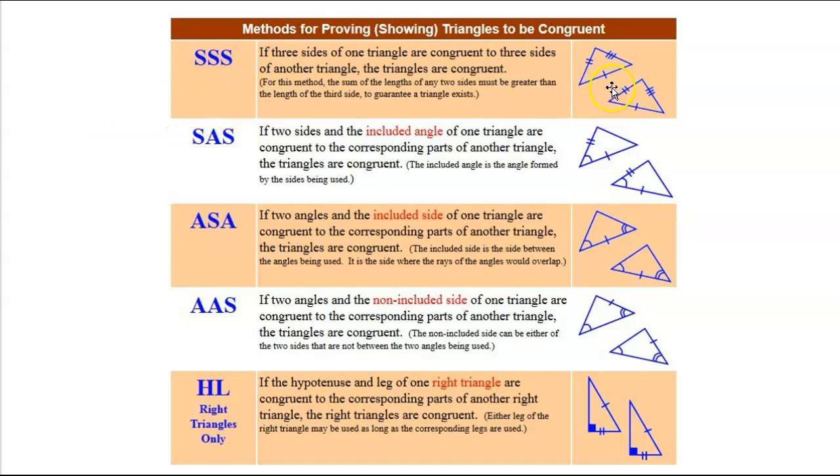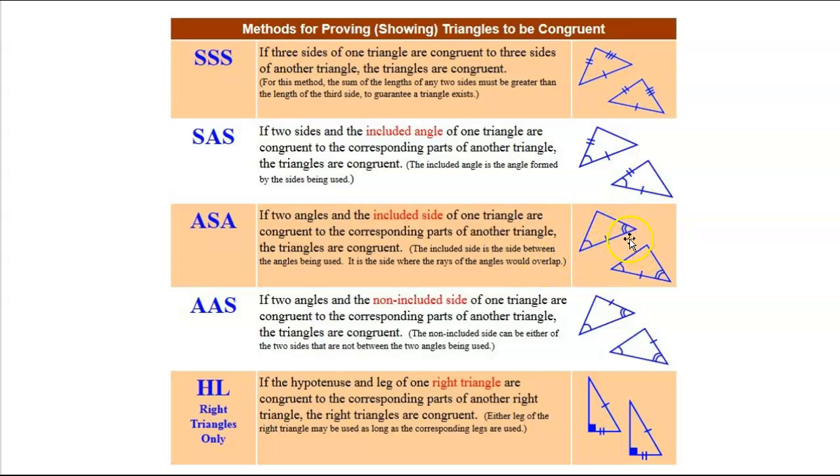We have side, side, side. That means if you have 3 sides congruent to 3 sides, you can say that these 2 triangles are congruent. Side, angle, side: I'm given a side, then an angle, and a side. So I'm given 2 sides, 1 angle, and the angle is in the middle. So we can prove these 2 triangles are congruent by that postulate.